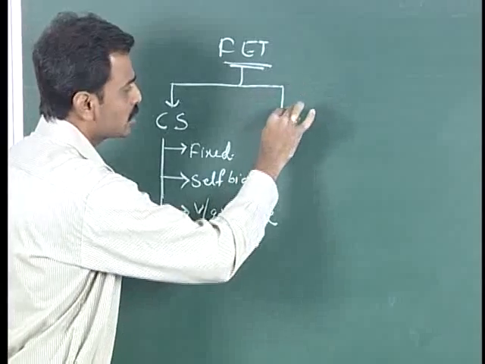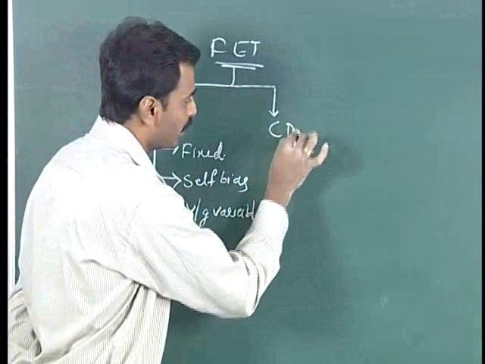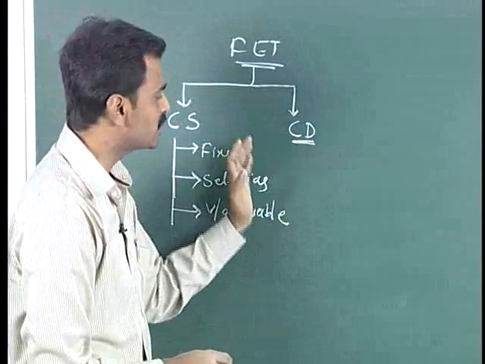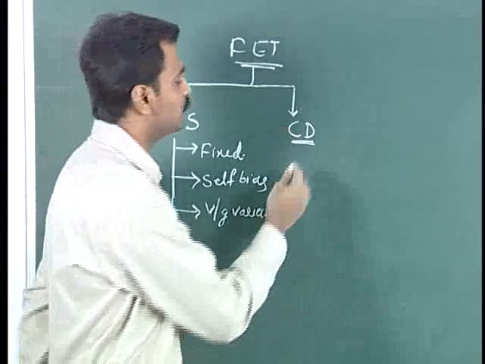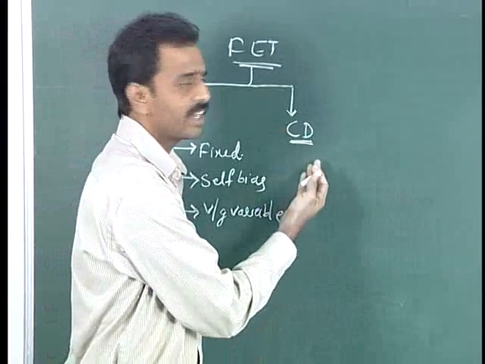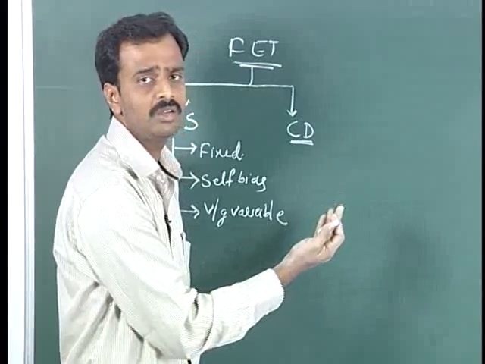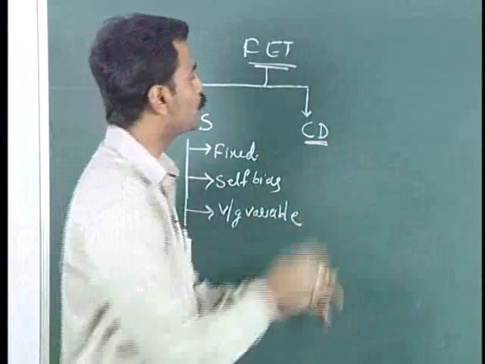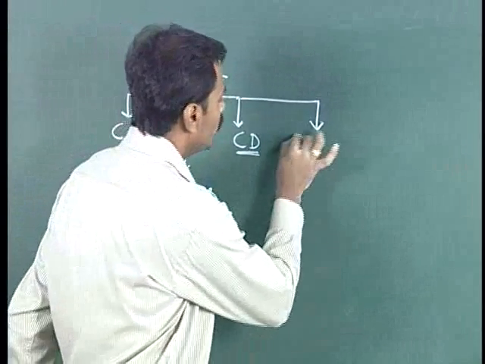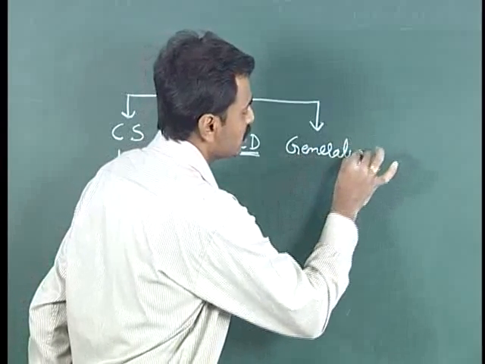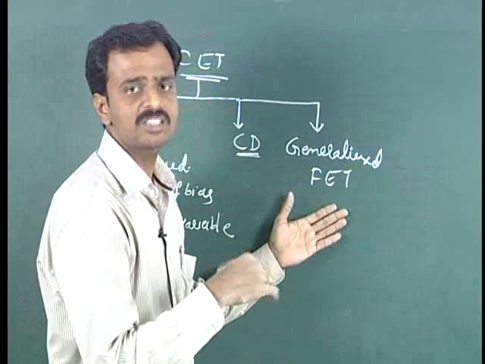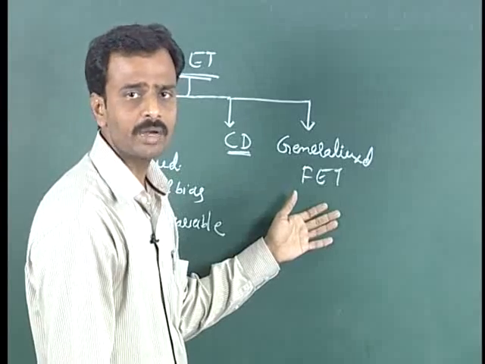Then followed by the next configuration, the common drain. For the common drain, we have studied a common type of explanation, and followed by that, many parameters were derived: input impedance, output impedance and gain. Next, after the common source and common drain, we have seen the generalized field effect transistors. In the generalized field effect transistor, three different sources are connected in series with the three terminals of the field effect transistor.